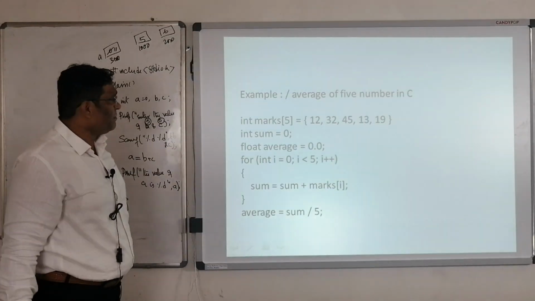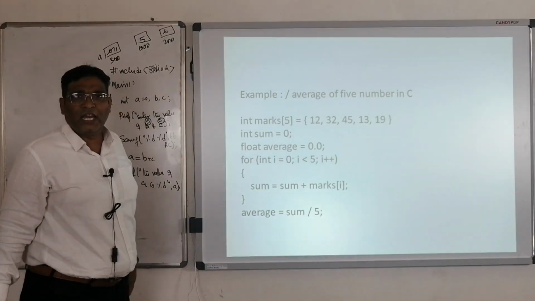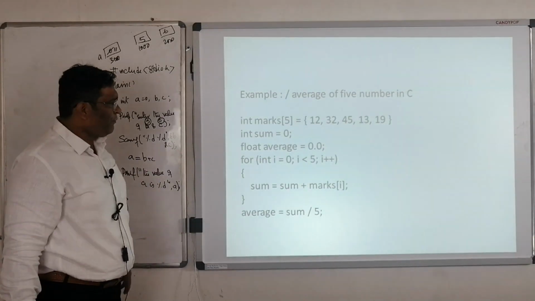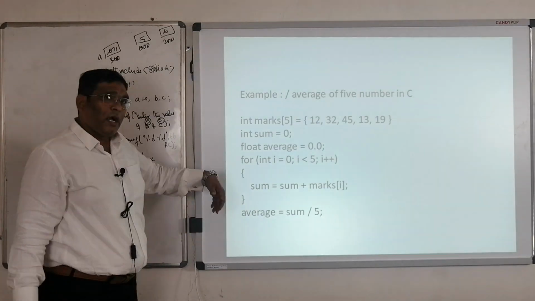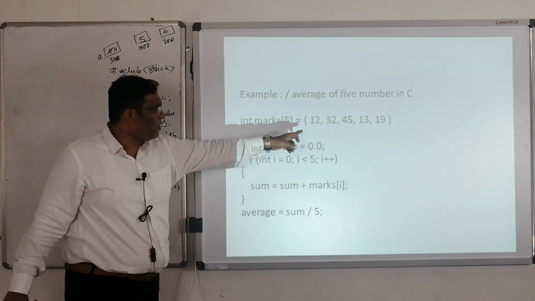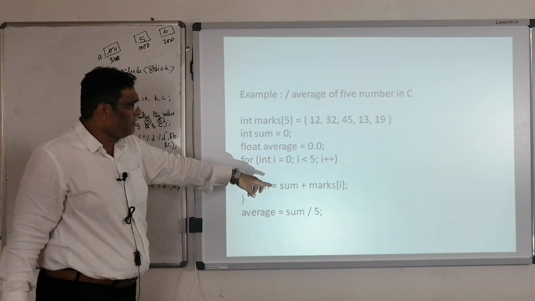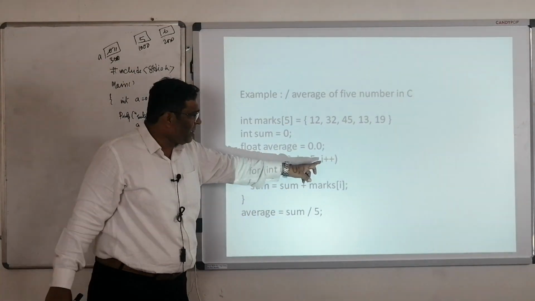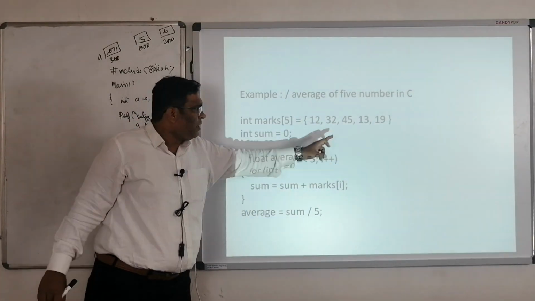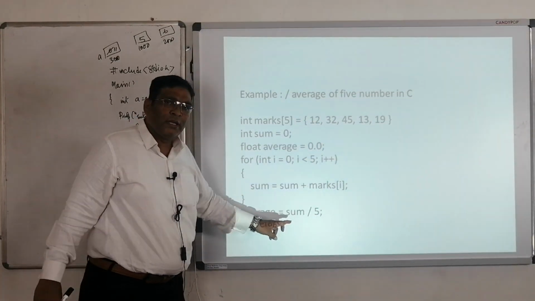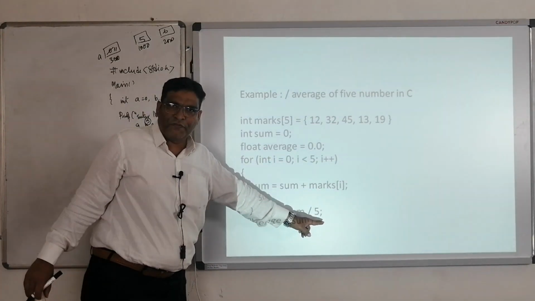Average of 5 numbers. In marks 5, 12, 13, there is sum initialized to 0, then float, because we are taking an average, so it will be a float number. For i is equal to 0, i less than 5, because we have already taken 5 numbers, i plus plus, sum is equal to sum plus marks. First one it will take, then i becomes 1, then 1 less than 5, yes, it will take this, and at the end this one. So average is equal to this much, then printf we can write the value of average.